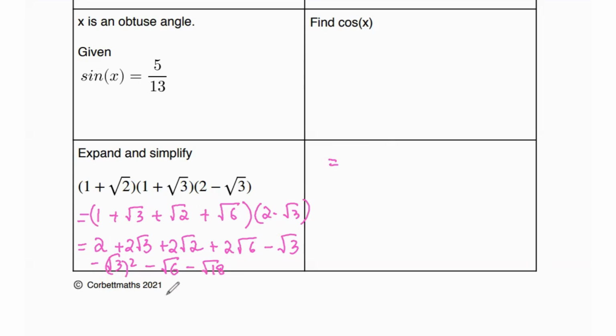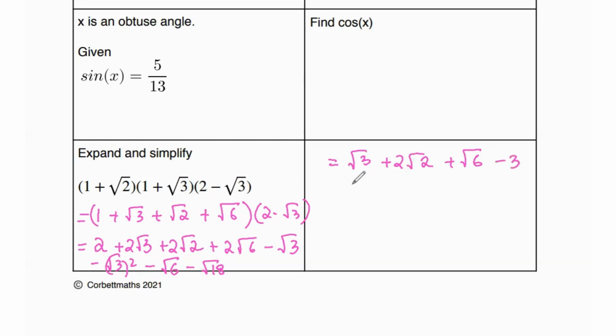Now, collect the like terms. 2 root 3 minus root 3 is root 3. 2 root 2 remains as it is. 2 root 6 minus root 6 is root 6. The square of root 3 is going to be 3.